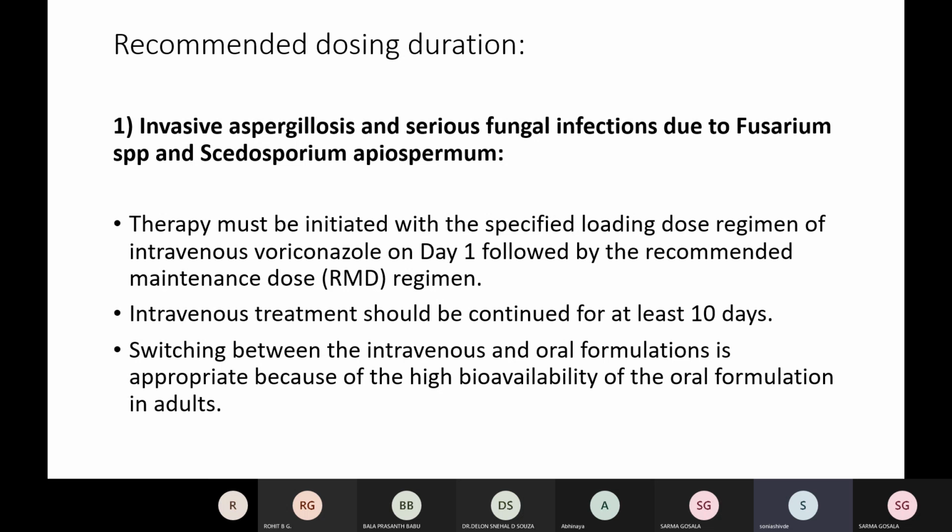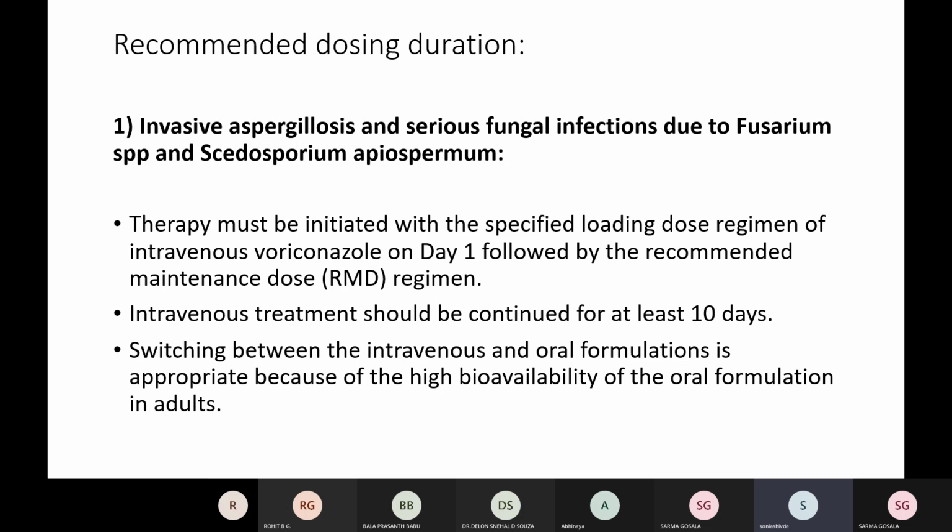Recommended dosing duration. Now there are different studies that give different durations. For invasive aspergillosis and serious fungal infections with fusarium and pseudallescheria species, the treatment must be initiated with a specified loading dose regimen of intravenous voriconazole on day 1. So ideally the loading dose is always considered as IV unless there are absolute contraindications, followed by the recommended maintenance dose.